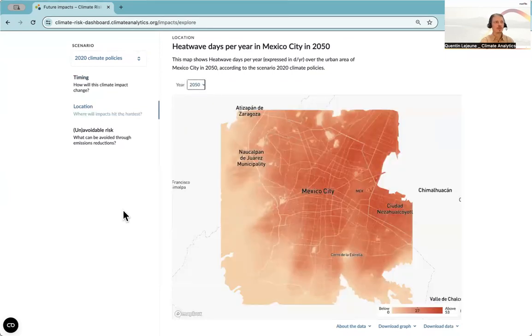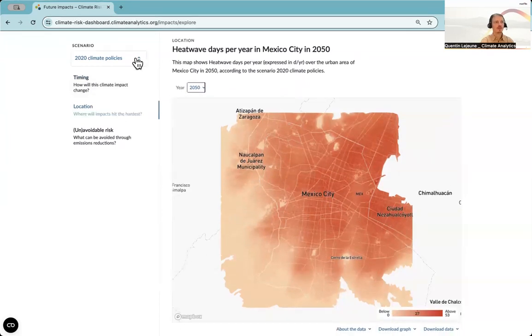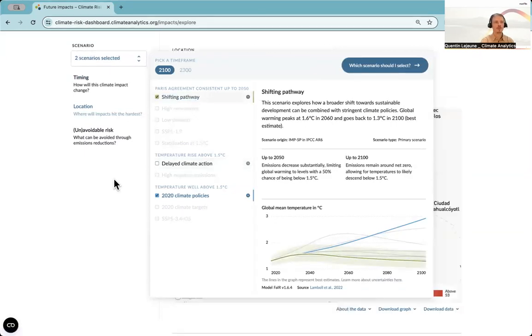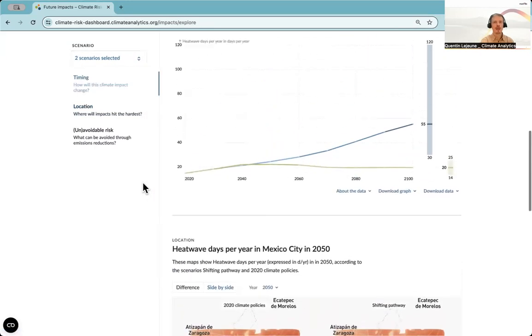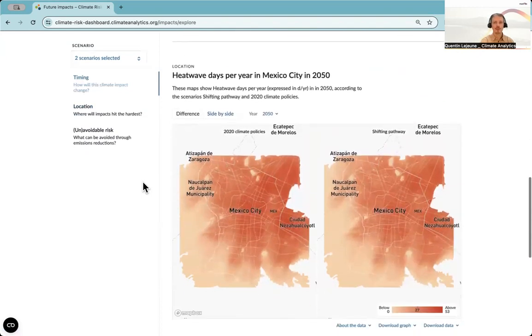It's also possible to check how results would differ in a scenario with more ambitious climate action by selecting, for example, the shifting pathway scenario from the list, which is compatible with the 1.5-degree goal of the Paris Agreement. By selecting it, the time series plot and the map will adjust so that you can compare how results differ for these two scenarios.